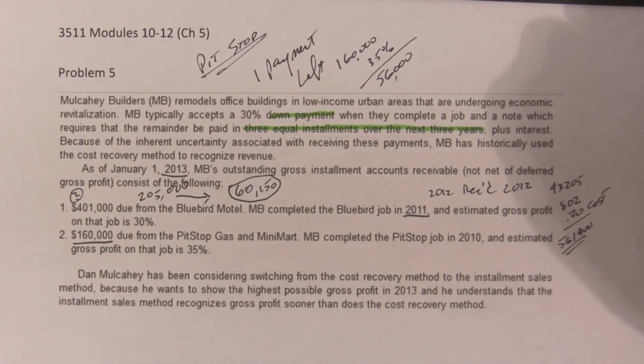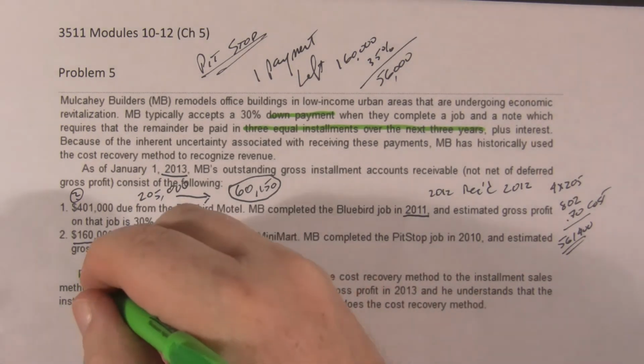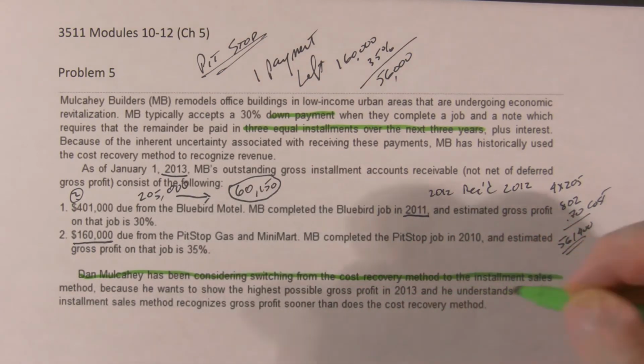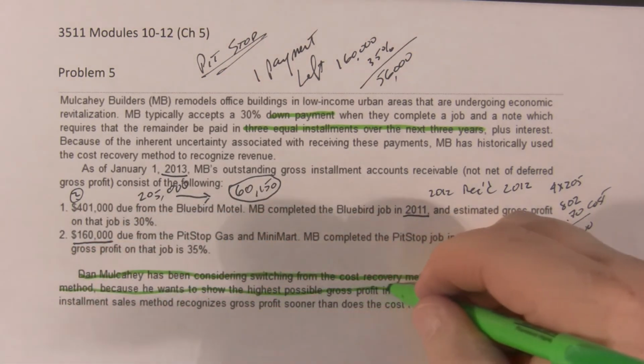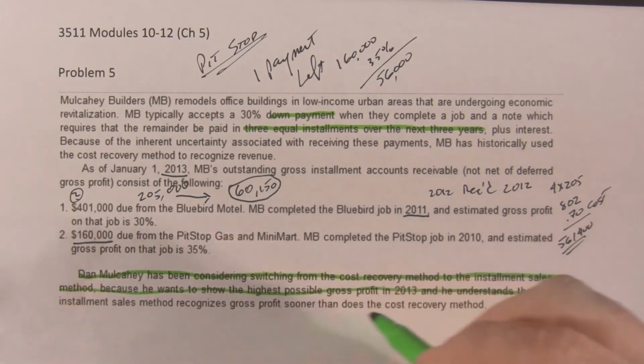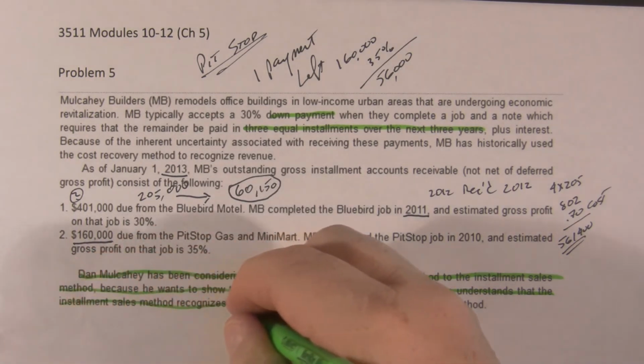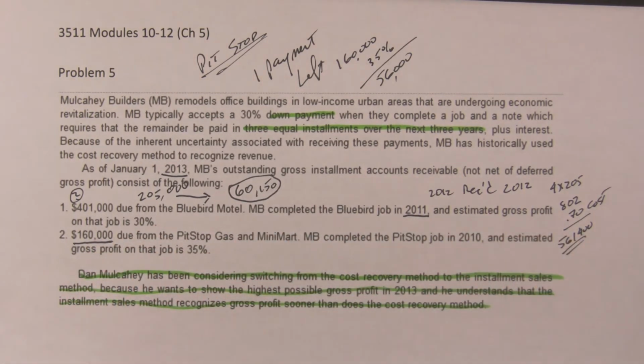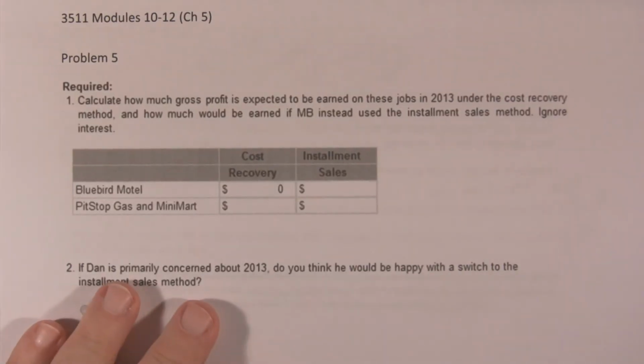So I think we have all the numbers we need. And because it's asking us to take a look at this and to advise this fella, here's the question. He's been considering switching from cost to sales because he wants to show the highest gross profit in 2013, and he understands that the installment sales method shows profit sooner, because it does. Because remember, the cost recovery method shows no profit until the end. The installment sales method shows some profit each year. So let's take a look at this.